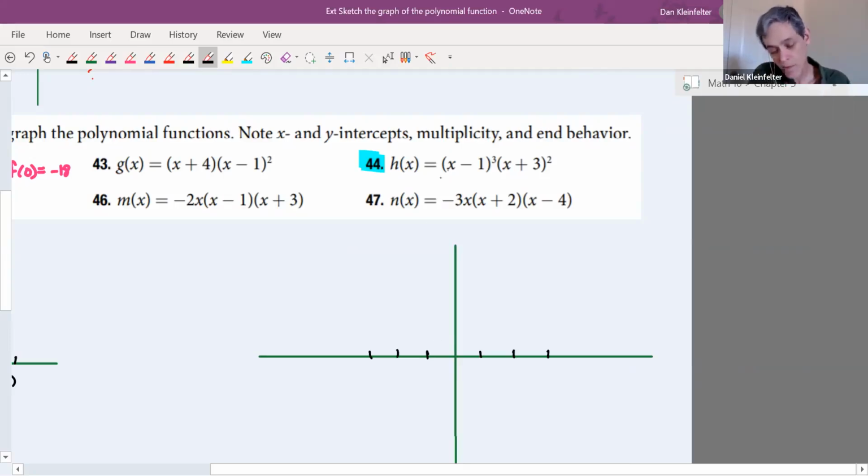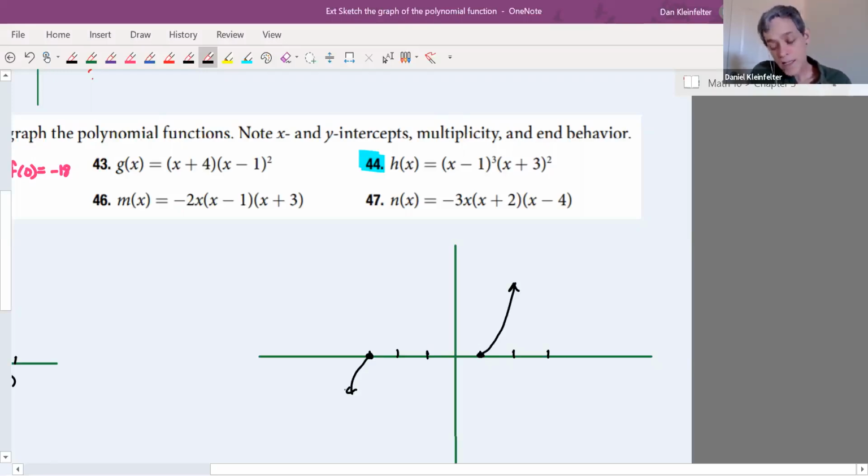Okay, this one might be boring again. Let's see. So at 1, it will have a 0. And at -3, it will have a 0. The degree of the leading coefficient is 5, right? The sum of these powers, 3 plus 2, is 5, right? So there's going to be an x to the 5th term. Leading coefficient's positive, so it will be right end up, left end down.